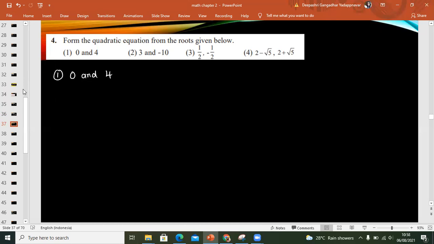This is the method which you use in your previous class. That is, if these are the roots, I can write them in the bracket as x equals 0 and x equals 4. If you write them in the bracket, it will be okay. Let's not go further into this.